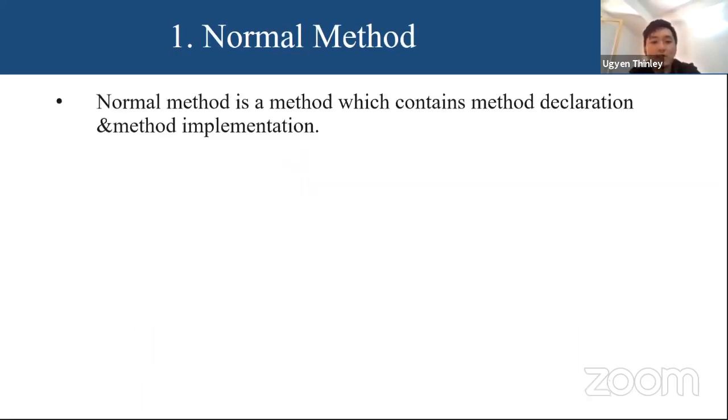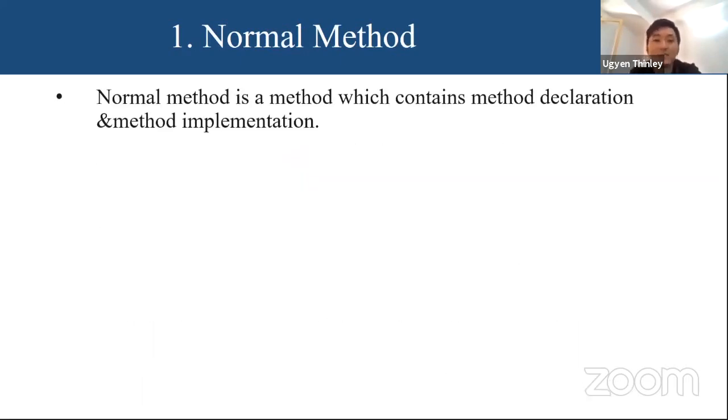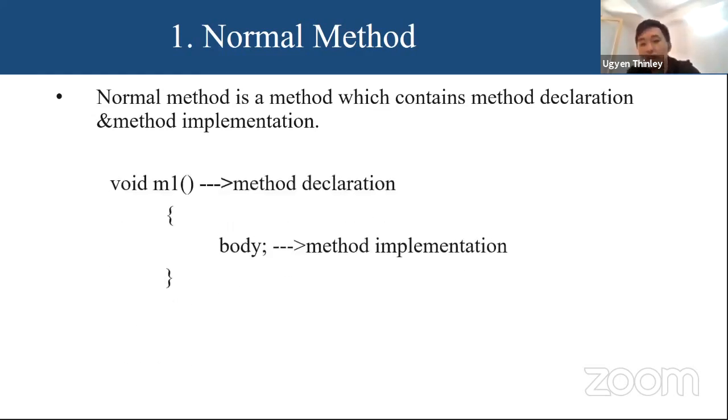What is a normal method? A normal method is a method which contains a method declaration and a method implementation. Here is an example. Here I have void amount as the method declaration, and it has a body. That body is the method implementation. So this structure is called a normal method. Remember that a normal method has a method declaration and a method implementation.